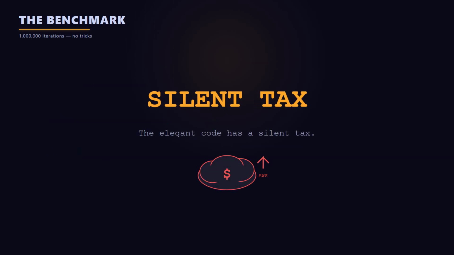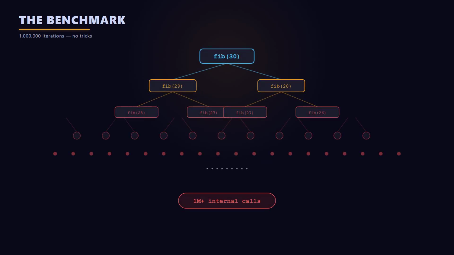No extra logic, just the call stack. The elegant code has a silent tax, and because it never hurts on your MacBook, you find out when your AWS bill spikes. Now, the exponential case I mentioned at the start. What happens when we put this inside a recursive function?